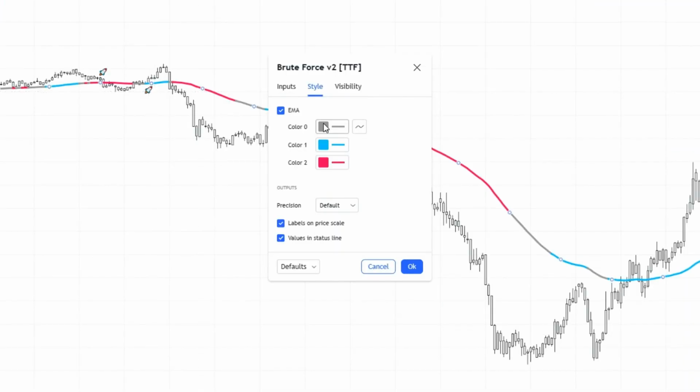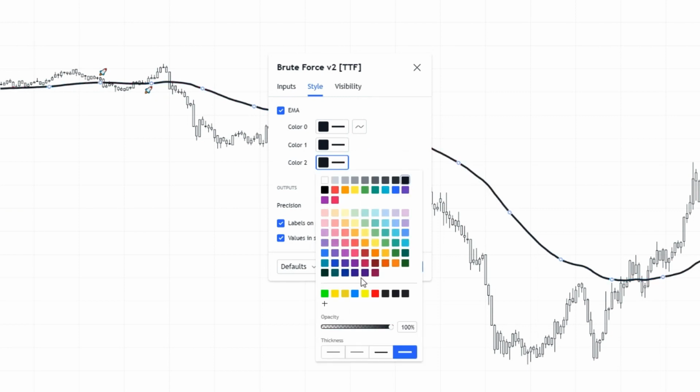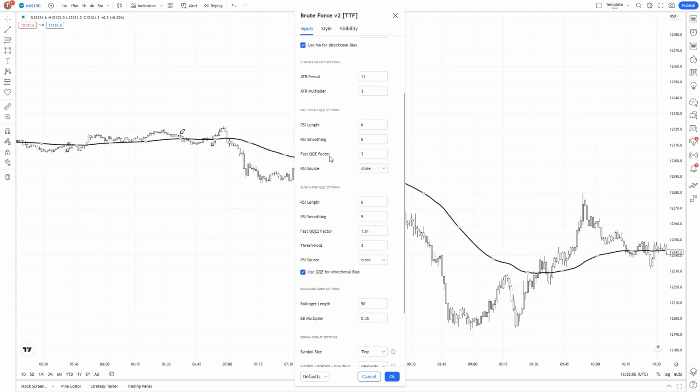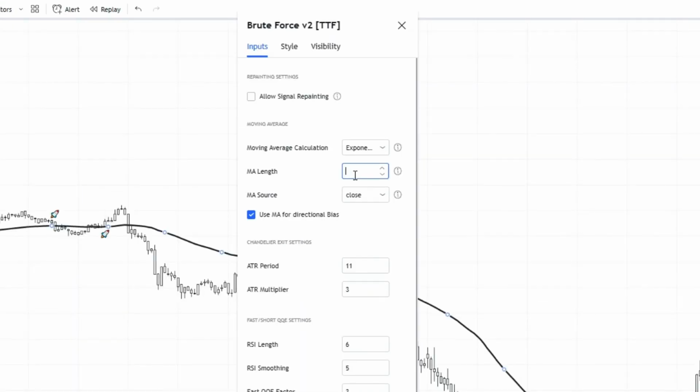Once the settings are open, I'm just going to change the style to all black. You can leave it on as an extra confirmation for trend, but the rockets always agree with direction. Next, open up inputs. There are a lot of settings here and this is where the magic happens. We will be changing the MA length to 200 and make sure it's set to exponential.